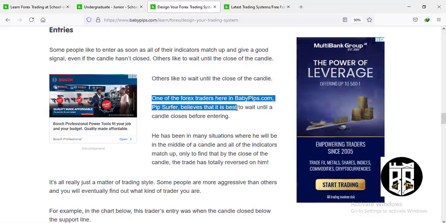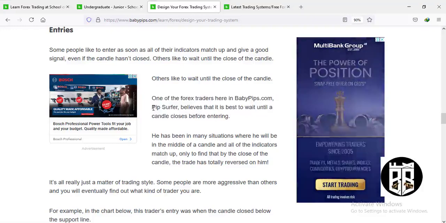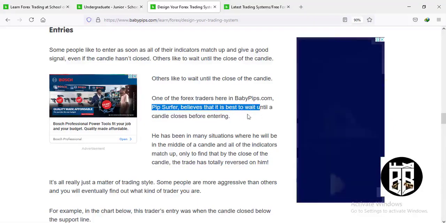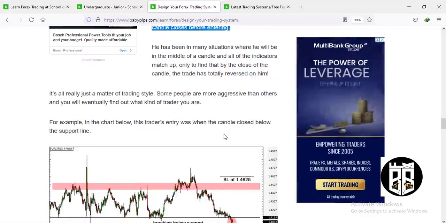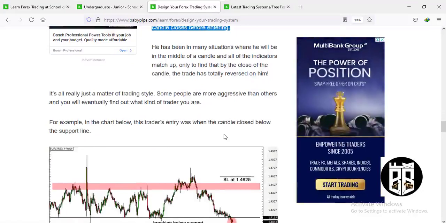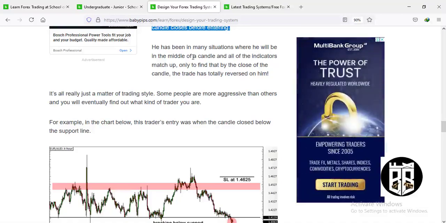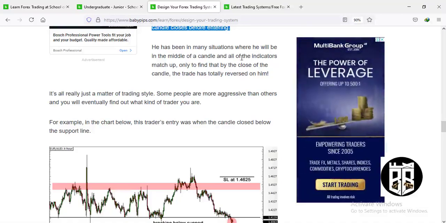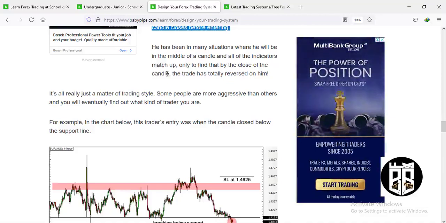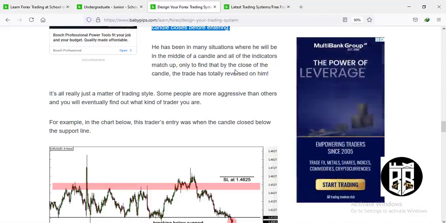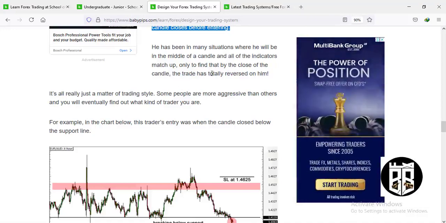One example Babypips is giving us here is a very good trader called Pips Forex, and he believes that it's best to wait until a candle closes before entering into a particular trade. Even though he's using all these indicators, according to him, he has been in situations whereby he will be in a trade in the middle of a candle, and all the indicators match up. The candle has not closed, but all the indicators match up. Now he only finds out that by the time the candle closes, the trade has totally reversed on him.